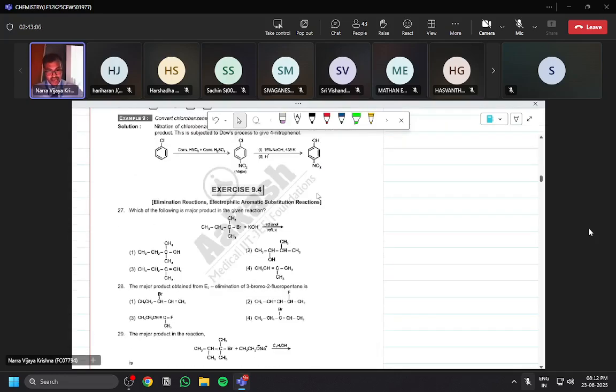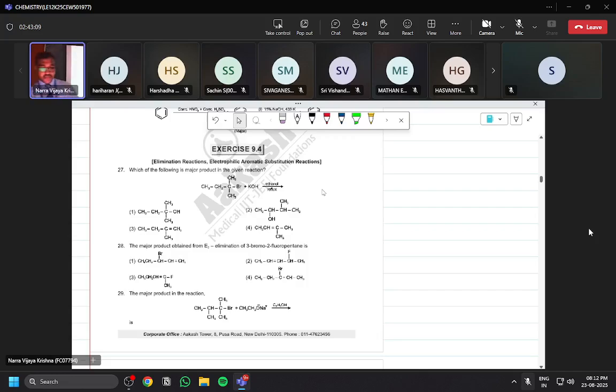Now come to exercise 9.4, sir. KOH, ethanol and reflux. What are you doing? Alcoholic KOH followed by reflux, meaning heating, means elimination. Elimination means I will remove Br and H. Two possibilities: I can remove H and Br between these two carbons or these two carbons. If I remove between these two, this is one product. If I remove from here, I will get this product. This is called the Hofmann product. This is called the Saytzeff product.